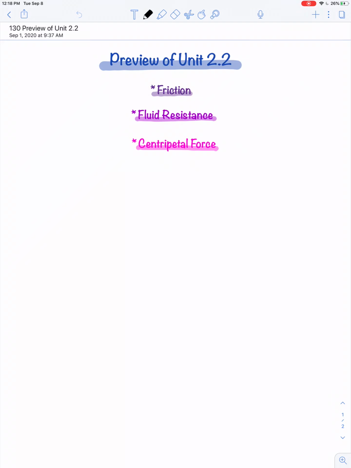Well, here we are at the end of our unit of study 2.1 on the introduction to Newton's laws, and I want to give you a preview of unit 2.2 just because these two units tie together very carefully. In fact, unit 2.2 is called applying Newton's laws.